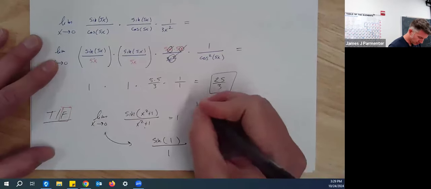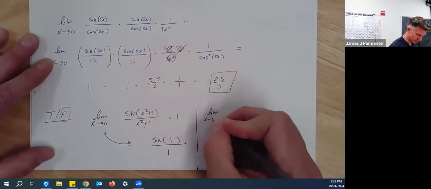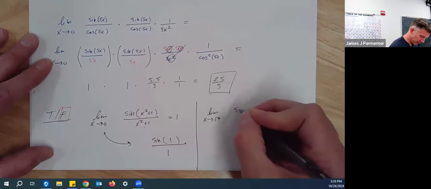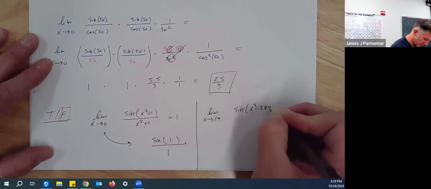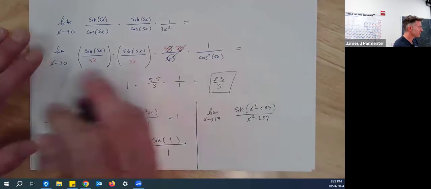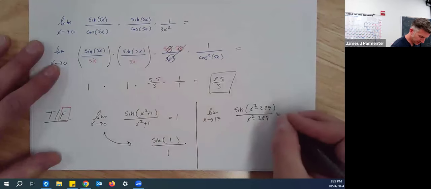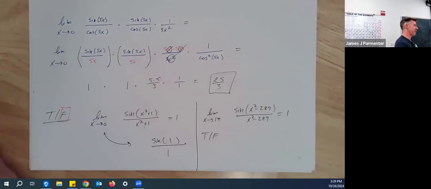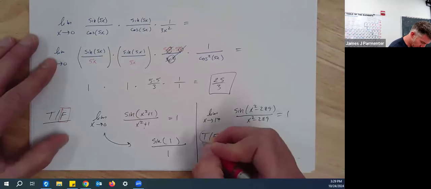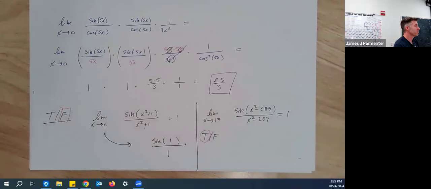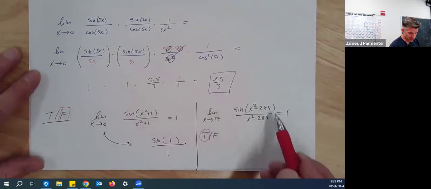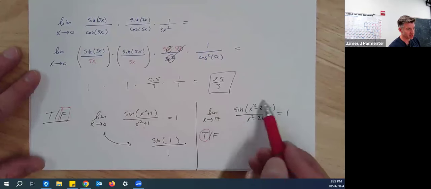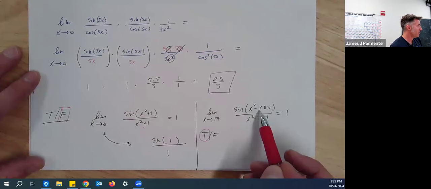On the other hand, this limit, the limit as x approaches 17 of sine of x squared minus 289 over x squared minus 289, is that equal to 1? I know it's kind of hard, but 17 squared is 289. So yes, it's equal to 1, because you have sine of something that's going to 0 over the same exact thing that is also going to 0. So this is the true statement. Sine of stuff over the same stuff: not what x is getting close to, but the stuff you're taking sine of. If that stuff is getting closer and closer to 0, then that limit is equal to 1.